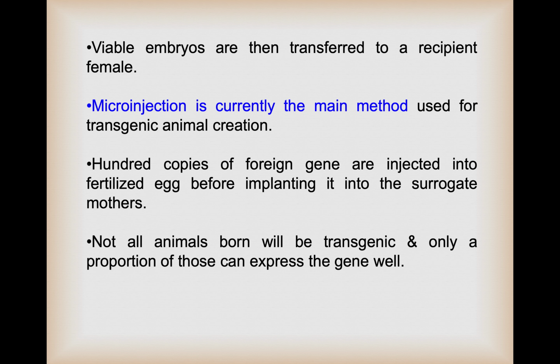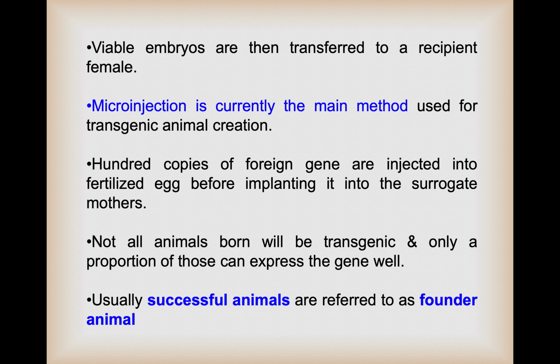However, you also have to bear in mind that not all animals born using this method, or any other method that we're going to see in a while, will be transgenic. And so far, only a proportion of those can express the gene well. So you need to do some analysis, and you need to do some breeding. For successful transgenic animals, the first generation is referred to as founder animals.